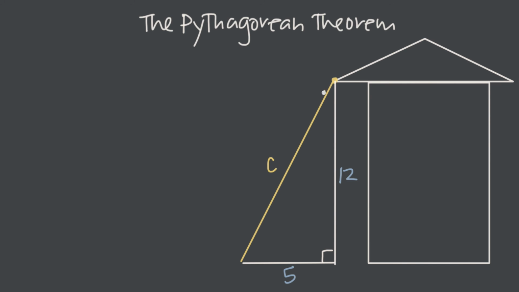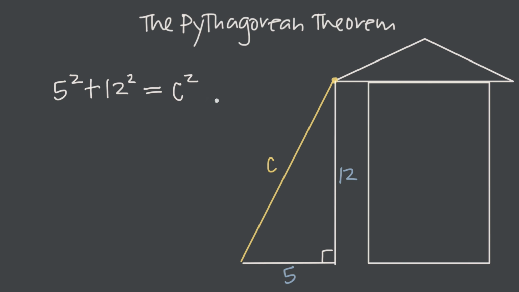Now I can easily use the Pythagorean theorem to find the length that the ladder needs to be to reach this point. So again, this is my hypotenuse. It's the longest side across from the 90-degree angle. So then I can use the Pythagorean theorem and say that I want to square this side, so 5 squared. I know that by the Pythagorean theorem, when I add that to the square of this side, so 12 squared, that has to be equal to the length of the hypotenuse squared. That has to be equal to c squared.